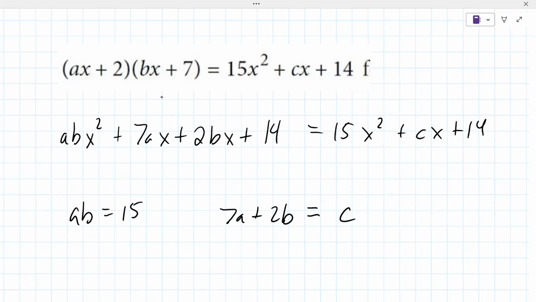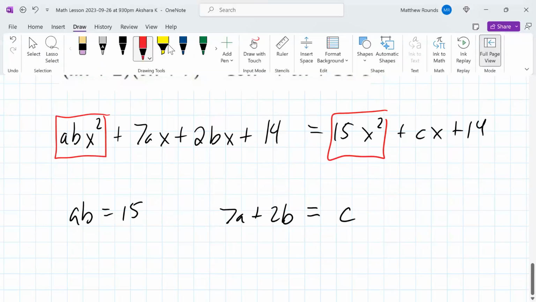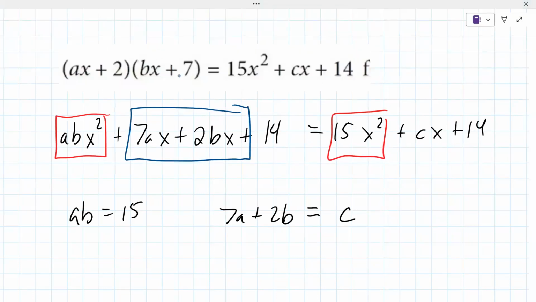Is that okay? The way we've done it? Try and color code it here, maybe that will help. Yeah, so that helps. And then we got this equaling this. Basically just drop the x or the x squared.